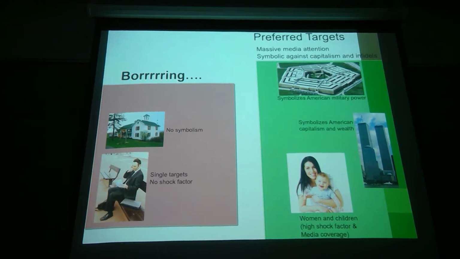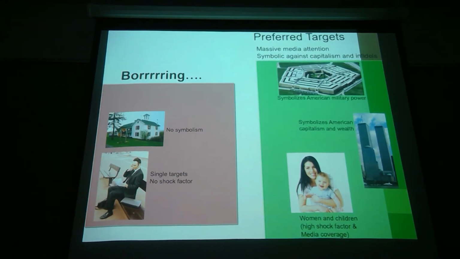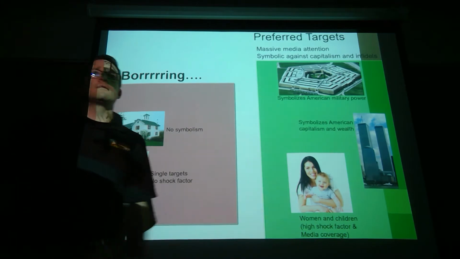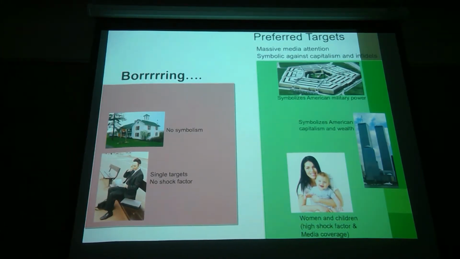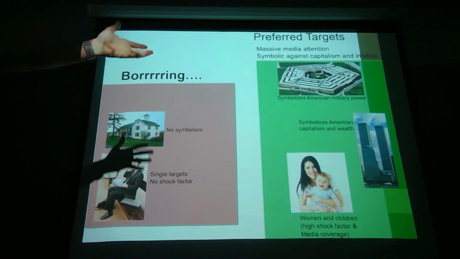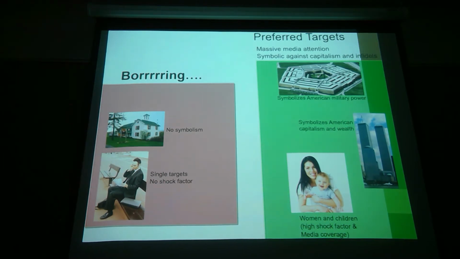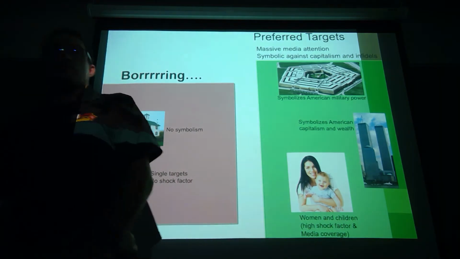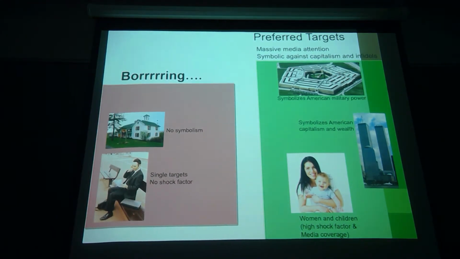So, boring. Bomb a house, where's the symbolism? How are you taking down the great Satan of America if you bomb a house? Okay? Or a single target. No shock factor. Okay? Massive media attention. Why do they pick the Pentagon? It's the symbol of all five of our armed forces, our military power. Okay? Why did they attack the World Trade Center? That's our economic center, our economic power.